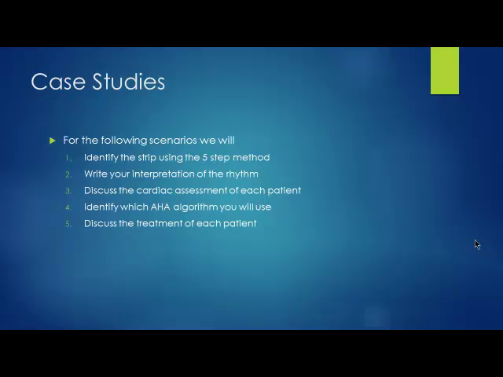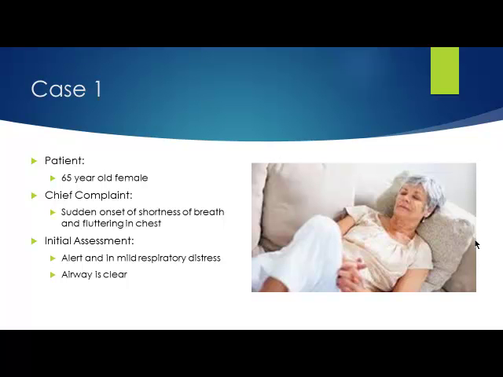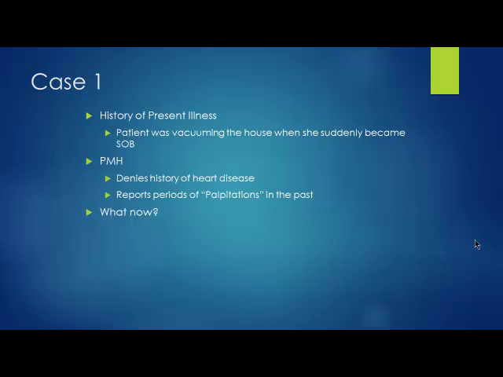I want you to look at the strip. Let's go through the interpretation of the strip, and then we want to discuss the assessment for each patient, what we would do, and then figure out what treatment we're going to go down. All right? So case one, 65-year-old female. Sudden onset of shortness of breath and fluttering in chest. Initial assessment: alert, in mild respiratory distress, her airway is clear. She was vacuuming the house when she suddenly became short of breath. She denies history of heart disease. She reports periods of palpitations in the past. All right, what do you do now?